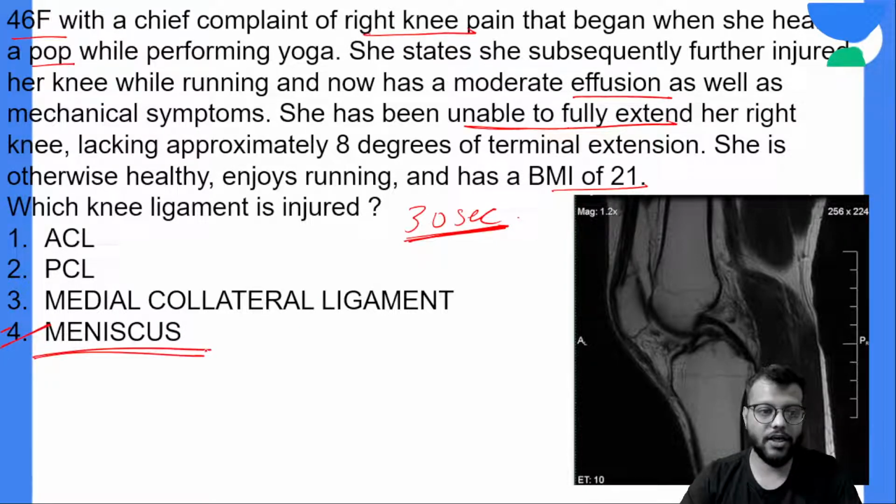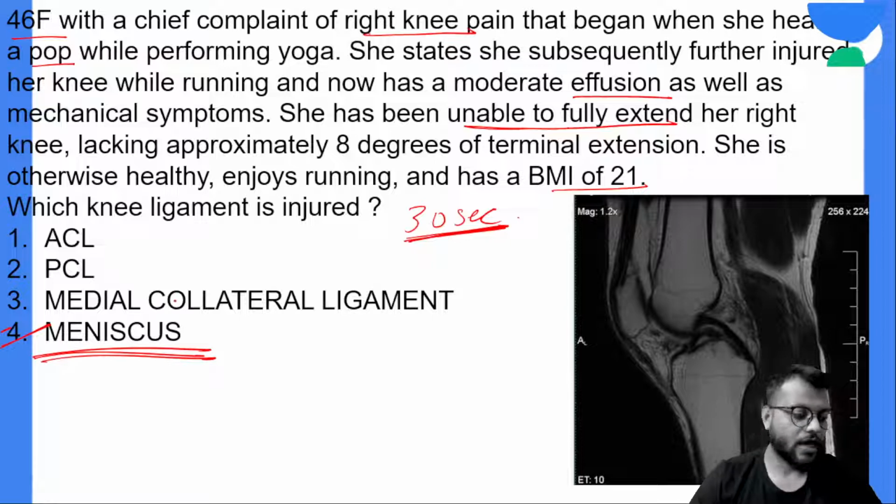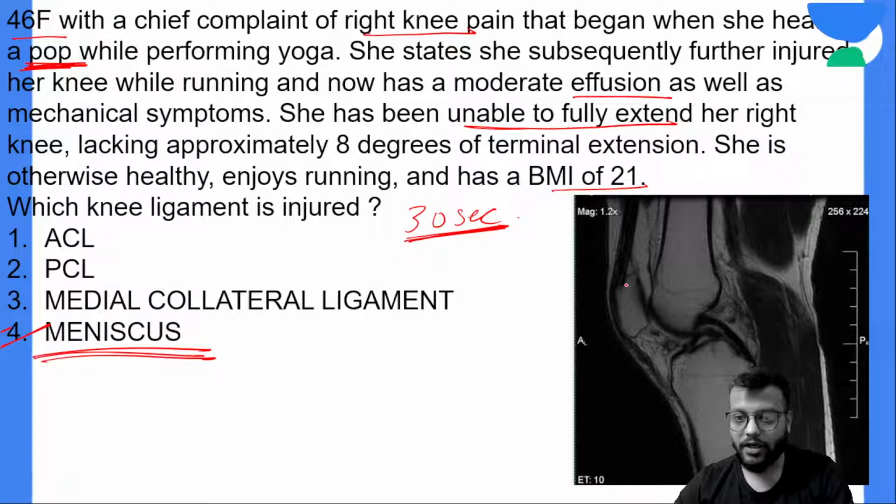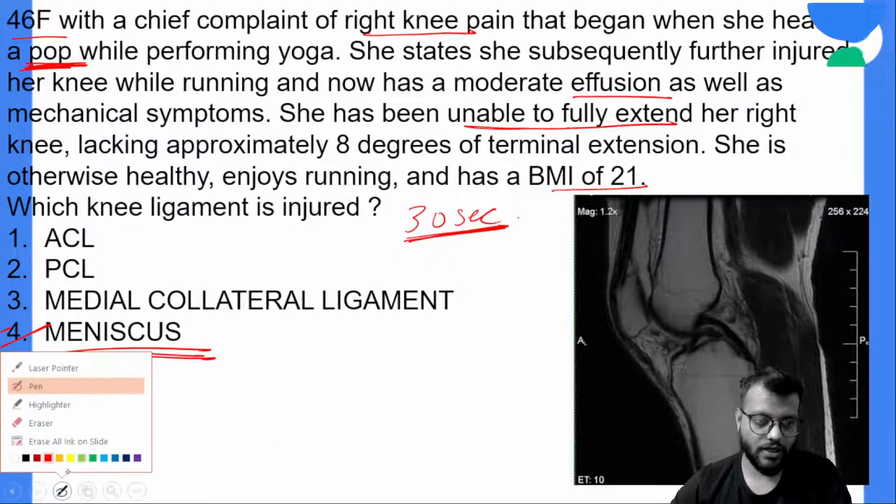Here the injury is to the menisci. And why? So, right knee pain, a dull pain, progressively increasing with exercise and running, and there was a pop sound. And on MRI you can very easily see that this is your... wait a second.